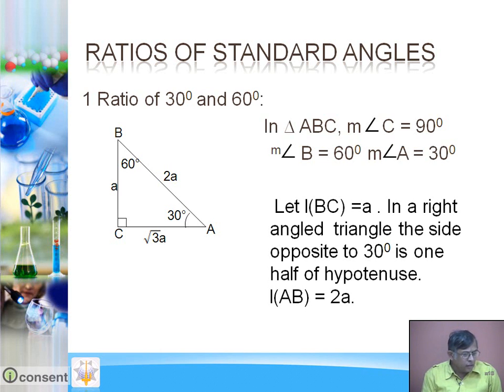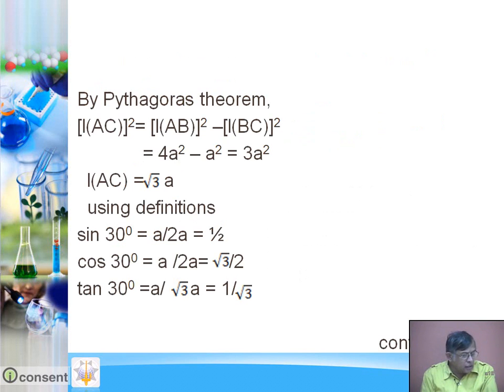Consider this triangle ABC. Here C is 90, A is 30, and AB is twice A, so the side opposite to 30 is A, and the side opposite to 60 is root 3 by 2 into twice A, that is root 3A. By Pythagoras theorem, AC is equal to root 3A, we got that.